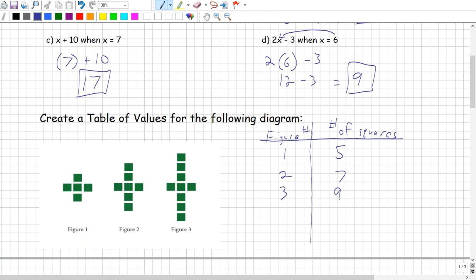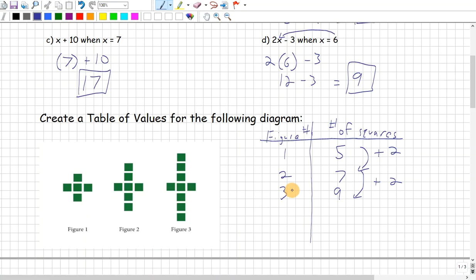And what we want to do is look at the table of values now, and I want to look at the right column and ask myself, what is this going up by every single time? 5 to 7 to 9. It's actually going up, not down, so up means plus, and it's going up by 2 every single time.